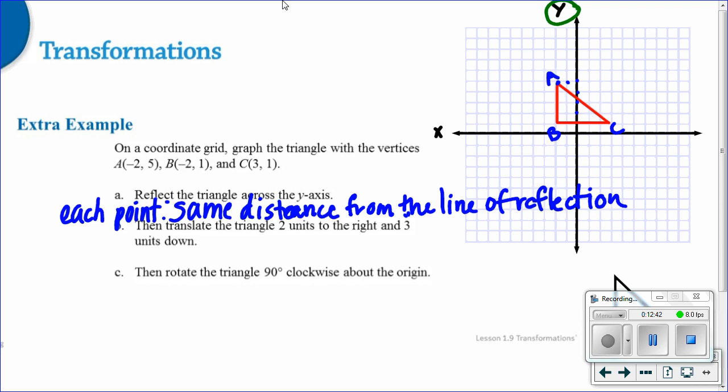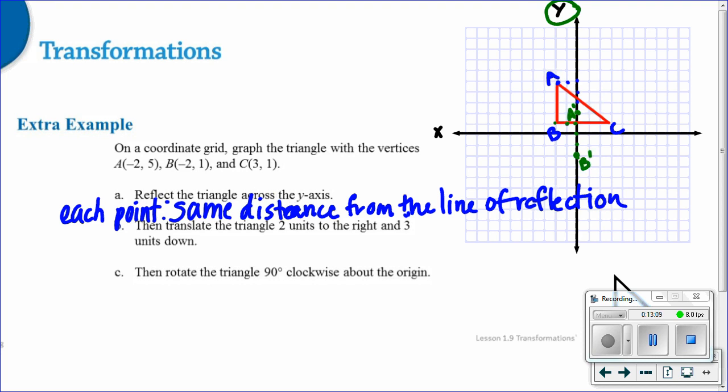And there is my A prime. All right, so we have A prime, vertex right here. I'm going to do the same thing with B. I'm going to go 2 units to the right and 3 units down. So there's B, and I go 1, 2 to the right, and 1, 2, 3 down. So now there's B prime.